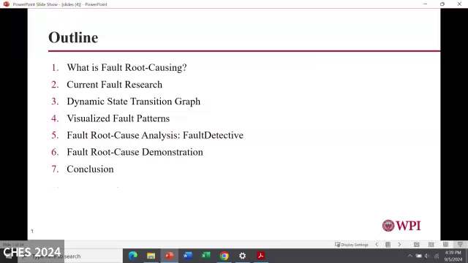So I'm going to talk about what fault root causing is and why we care about it, and then some related work. Also, I will introduce a very important concept called the dynamic state transition graph. We'll be able to use this graph to visualize fault patterns. And at the end, I'll introduce Fault Detective and a demonstration.